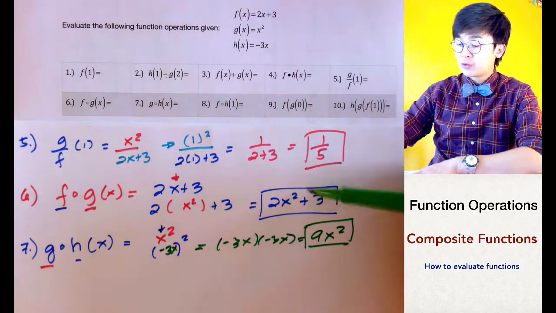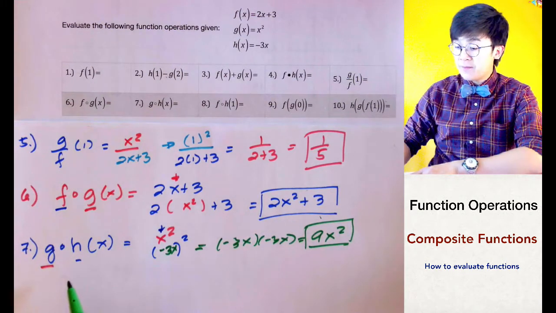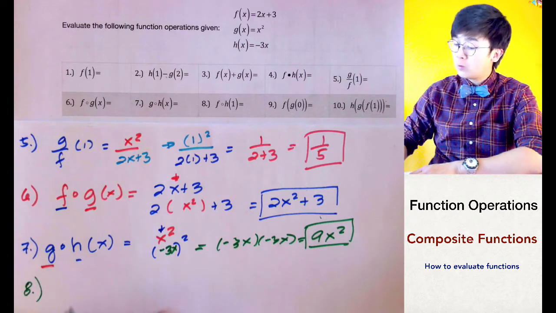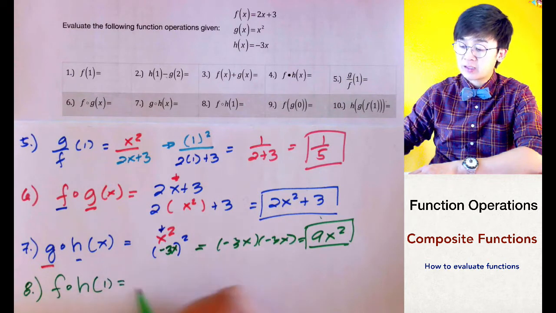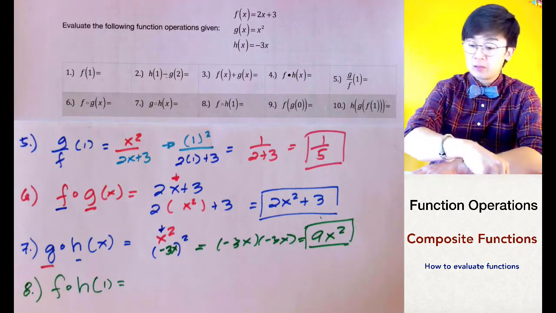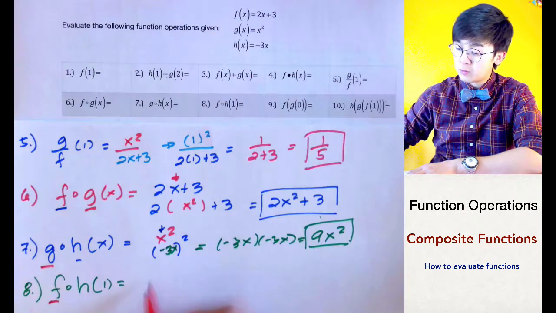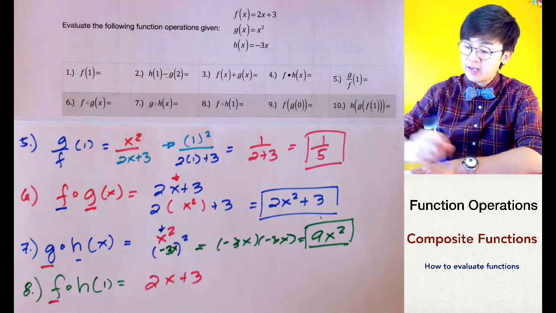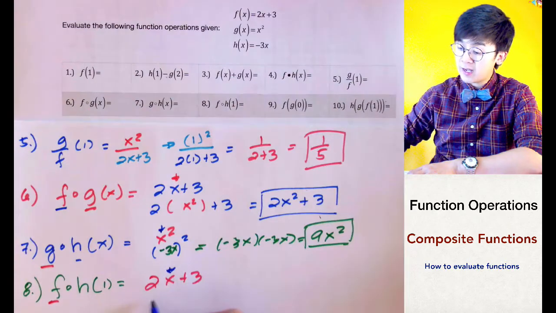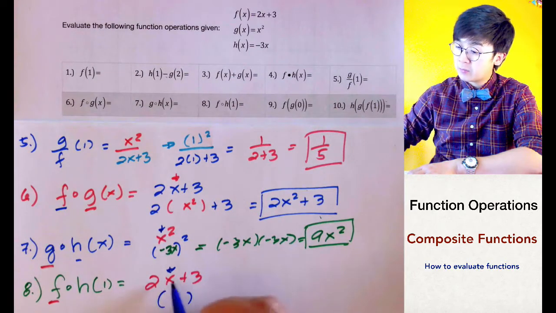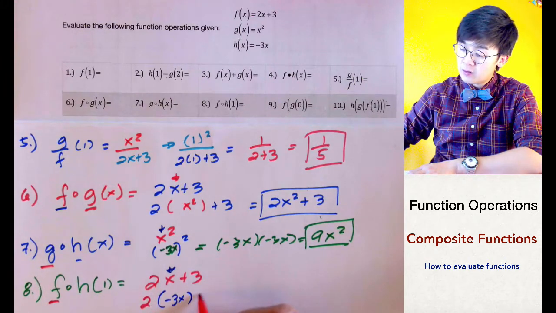And notice that for 6 and 7, we have an expression and not a real number because we are evaluating it with x. And for number 8, we'll have f of h of 1. So this time, we have a real number within our parentheses. So we're still going to start with f, and f is 2x plus 3. And we will replace the x value of function f with h, which is negative 3x. So you have to replace x by negative 3x, and then it will still be plus 3.